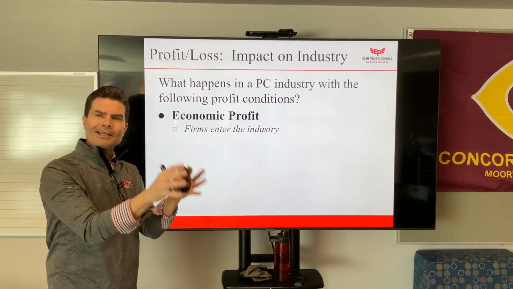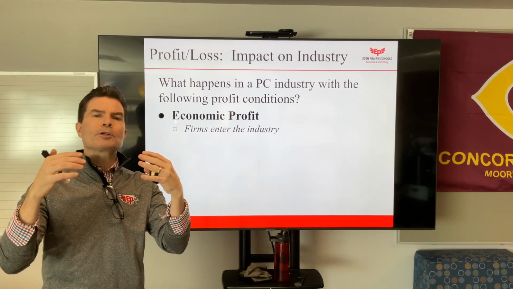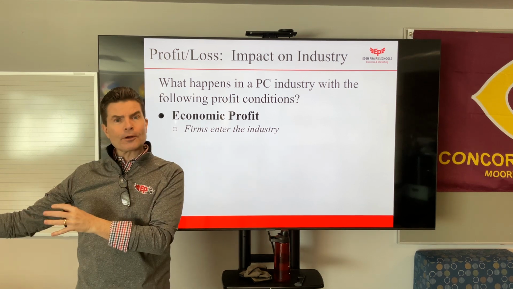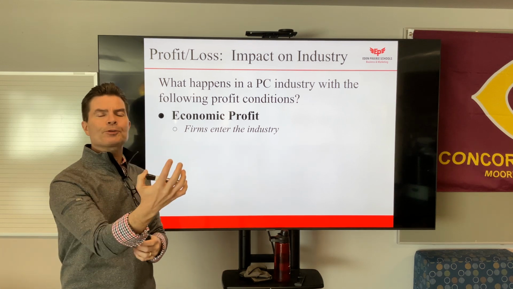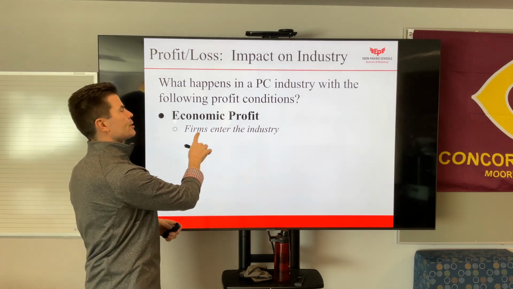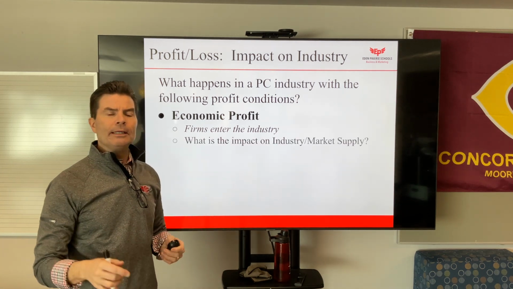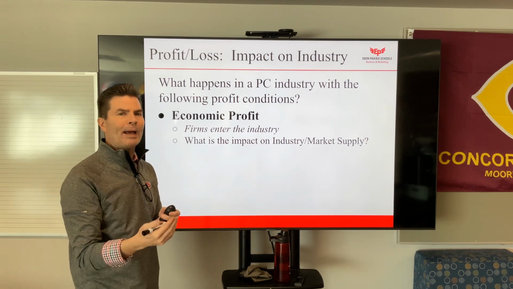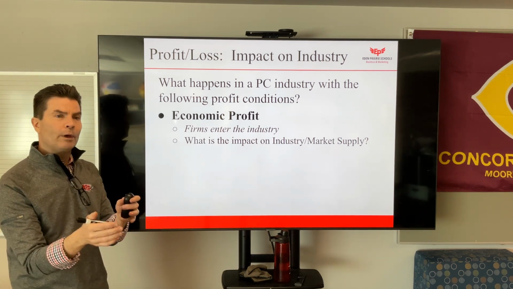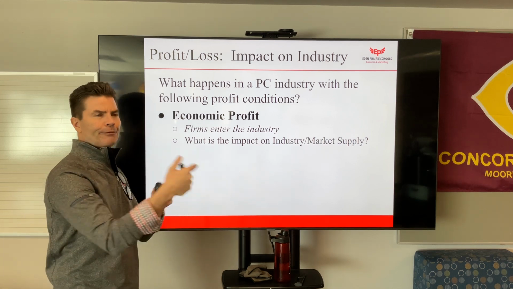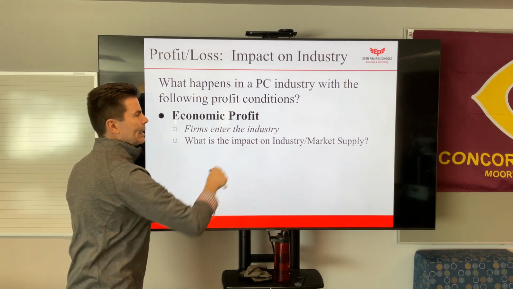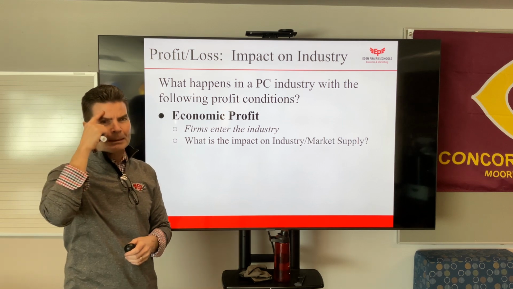So when you have an industry where all the firms are making a profit, other firms are on the outside and they want a piece of that, so they try to enter the market. What that looks like is just firms entering the industry. So what is the impact? Let's say we have perfect competition in the short run, earning profits. If firms are going to come in, how does that impact the industry, market, or supply? So think about that for a minute.